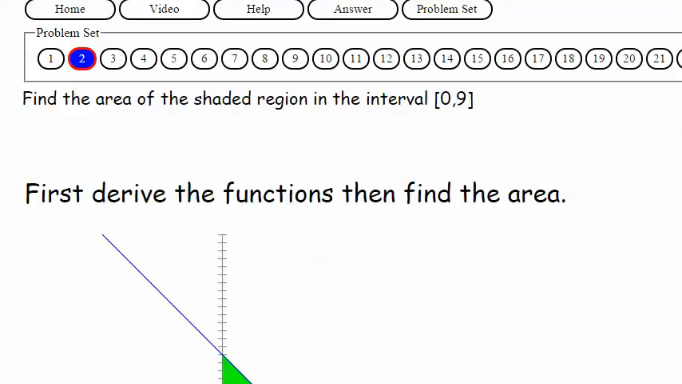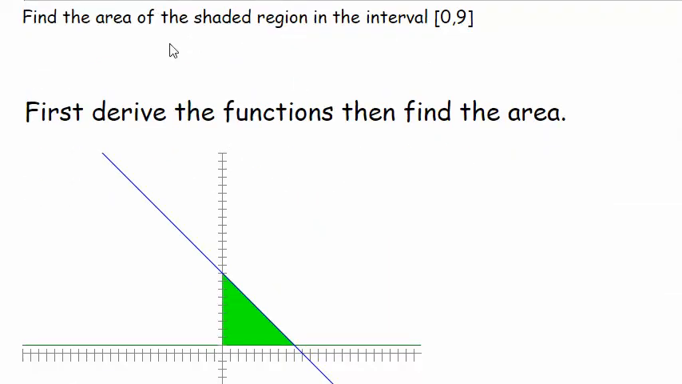It says find the area of the shaded region in the interval between 0 and 9. And where's the function at? Well, there isn't any. It says derive the functions, then find the area. So we're going to have to derive the functions.